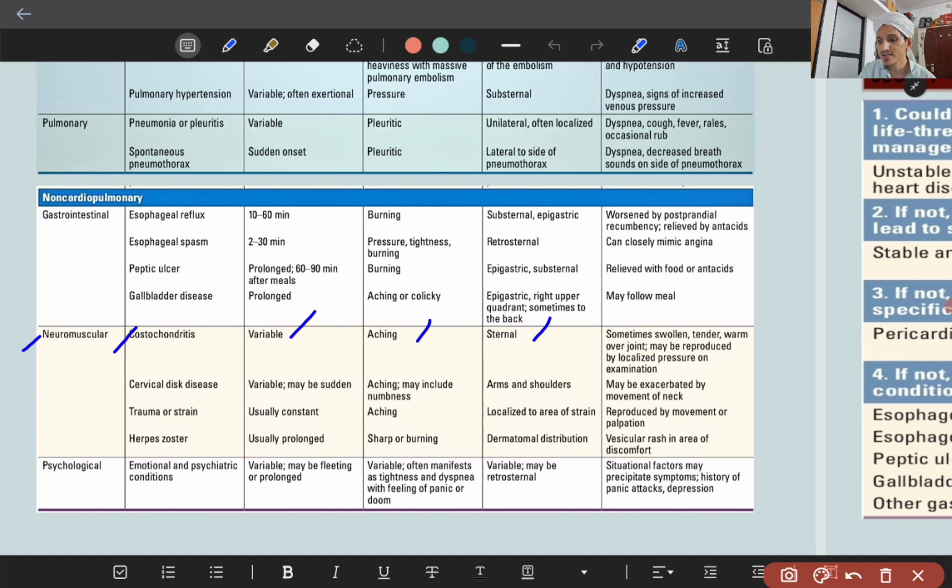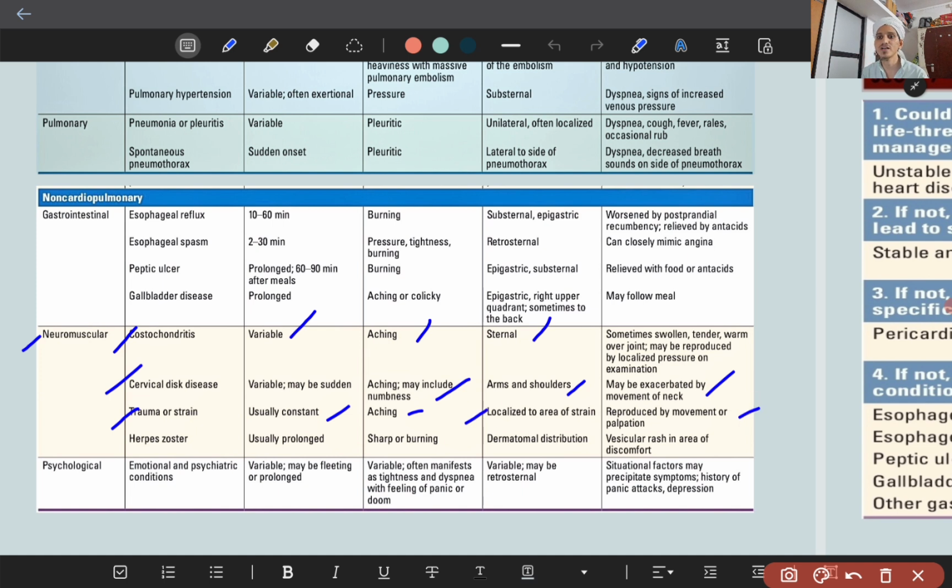So costochondritis. Second is cervical disc disease. This is also very common. Onset may be sudden or variable. Aching or may include numbness of that limb, upper limb. Quality is aching, in the arms and shoulders, and it is mostly exacerbated by the movements of the neck. Movements of the neck will exacerbate this one. And trauma or strain: usually constant pain, aching, localized area of strain, reproduced by movement or palpation.